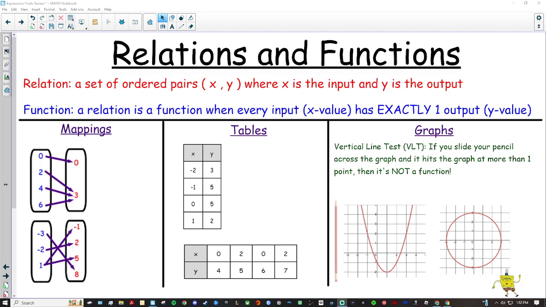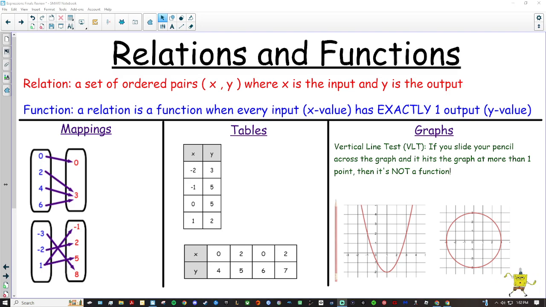A relation is a set of ordered pairs, an x and y. It's a point. It's a bunch of points, where x represents our input, what we're putting into the relation, and y is what we get out. We put a number in, stuff happens to it, and it spits out a y value, an output. Now, a function is a special relation. A function is a relation where every input, every x value, has only one output.